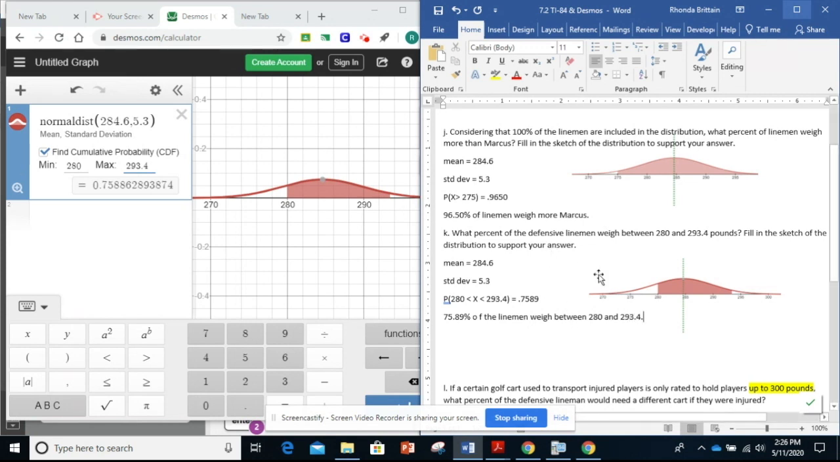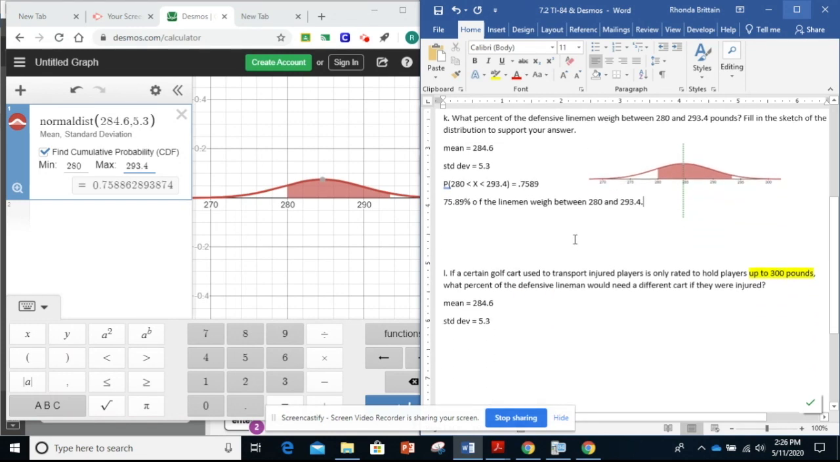Okay, now the final question is going to ask us to determine if a certain golf cart used to transport injured players is only rated to hold players up to 300 pounds, what percent of the defensive linemen would need a different cart if they were injured? So I still have the same mean and standard deviation. So we can think of this in a couple of different ways. One would be we could calculate, we want to actually know the percentage that is above 300. So one way to do that would be to calculate any of the data values over 300.